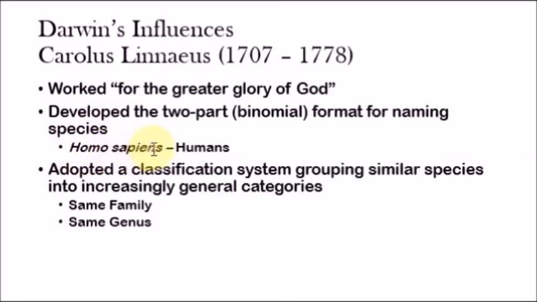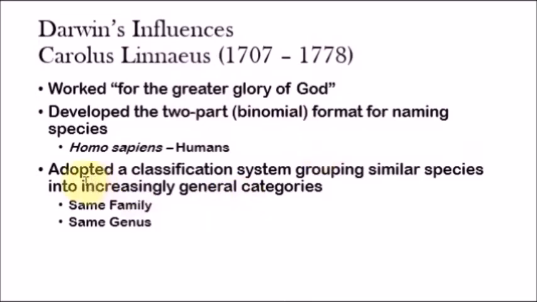So for human beings, that would be Homo sapiens. And all organisms actually have this special binomial name. And the first name, the genus name, is always capitalized. Okay, that's beyond the point, but it's important to know that Linnaeus created this binomial format.